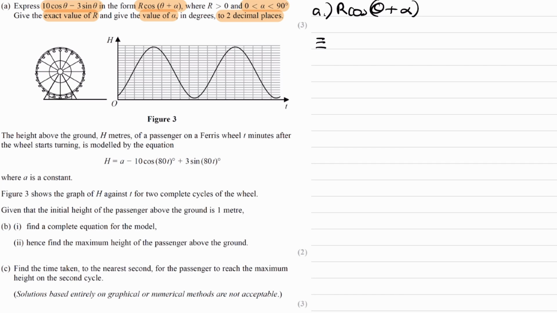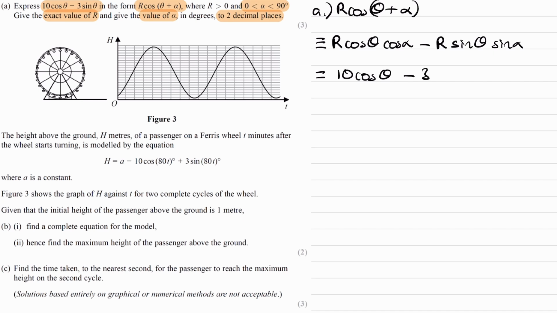We can rewrite this, using the addition formula, as r cos theta cos alpha minus r sin theta sin alpha. And we're trying to set what we have over here equal to the 10 cos theta minus 3 sin theta. We're trying to express this in that form, so therefore the 10 cos theta minus 3 sin theta should be equal to this. So let's set those two things equal.